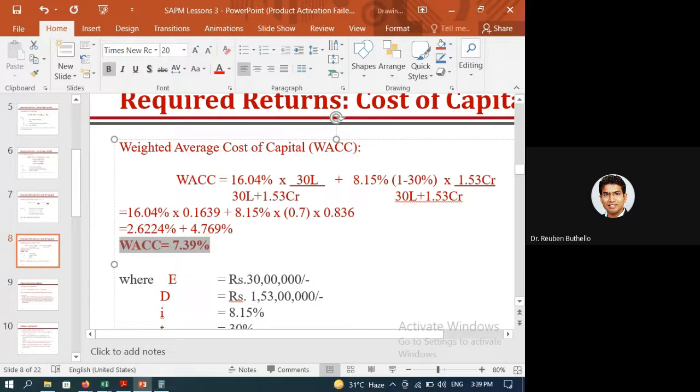So isn't this great for the company? Let us look at it this way. If the capital, 1.83 crore capital, were at the rate of 16.04%.